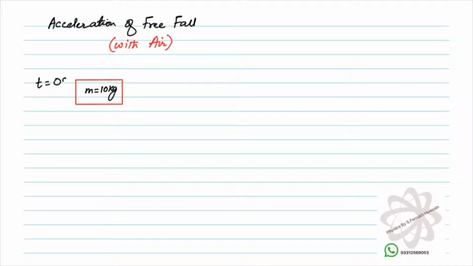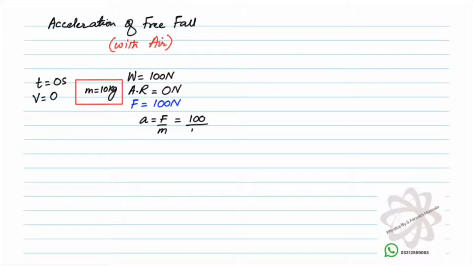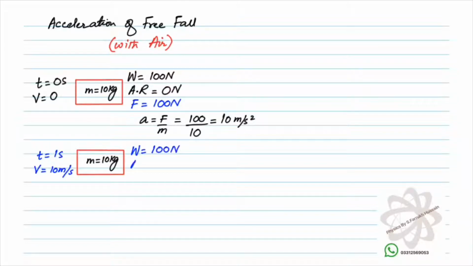Acceleration of free fall in the presence of air, which means air resistance now will affect the motion. Initial condition of this case is same because when the object is not moving, there is no air resistance acting on the object, so the resultant force will be same and acceleration is 10 meters per second square. After first second of fall, it will gain about 10 meters per second of velocity, and since there is increase in velocity, there will be increase in air resistance as well. The value of air resistance, you can take any value for the understanding. I've taken 20 Newton right now.